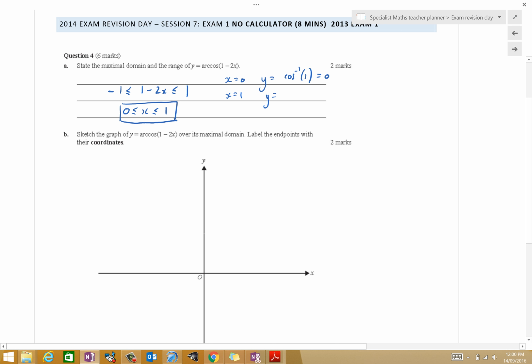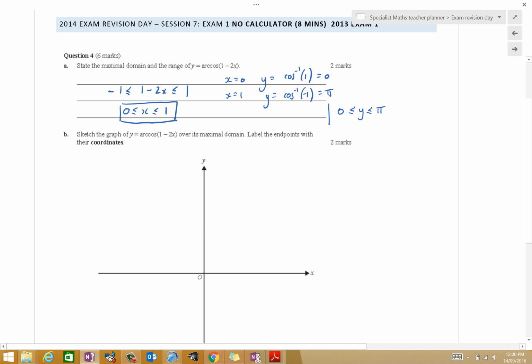Because obviously when we sub 1 in, that's going to be cos of 1 minus 2, which is -1. So that is equal to pi. So that is actually my range. My range is 0 to pi. Now, by the way, the range actually hasn't changed. Okay? The range hasn't changed if you just look at the transformations.